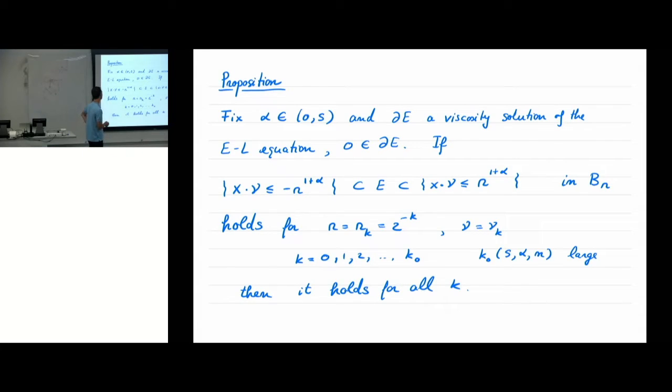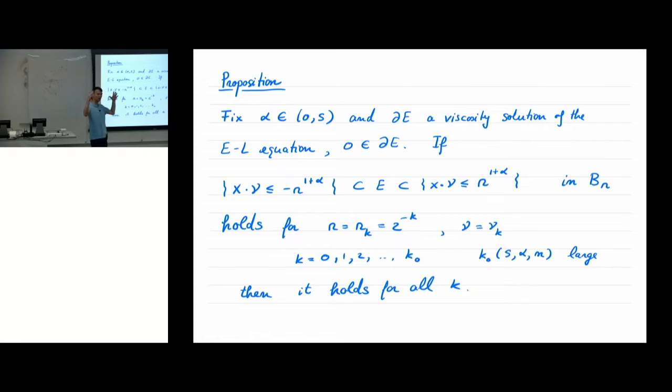lemma, this proposition, which says more or less, let's assume that the boundary of E is only a viscosity solution. What I want to insist on here is that in this proposition you don't assume minimality. You only say, let's assume that the boundary of E satisfies mean curvature equal to 0. And let's assume that E, in a ball of radius r, is trapped between two planes at distance r to the 1 plus alpha. This would tell you that essentially when you zoom in, r goes diagonally.